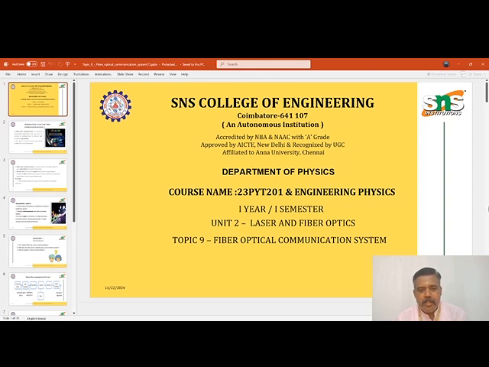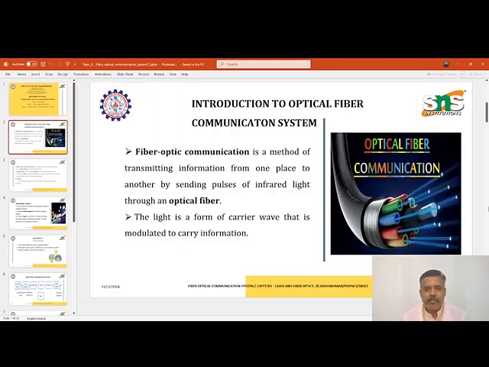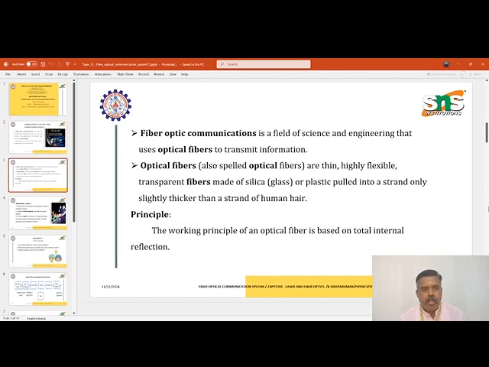Today I will discuss the topic of fiber optic communication system. This is an application oriented topic in laser and fiber optics. So, the introduction to optical fiber communication system. Fiber optic communication is a method of transmitting information from one place to another by sending infrared light through an optical fiber. The light is a form of carrier wave that is modulated to carry information. Fiber optic communication is a field of science and engineering that uses optical fiber to transmit information.